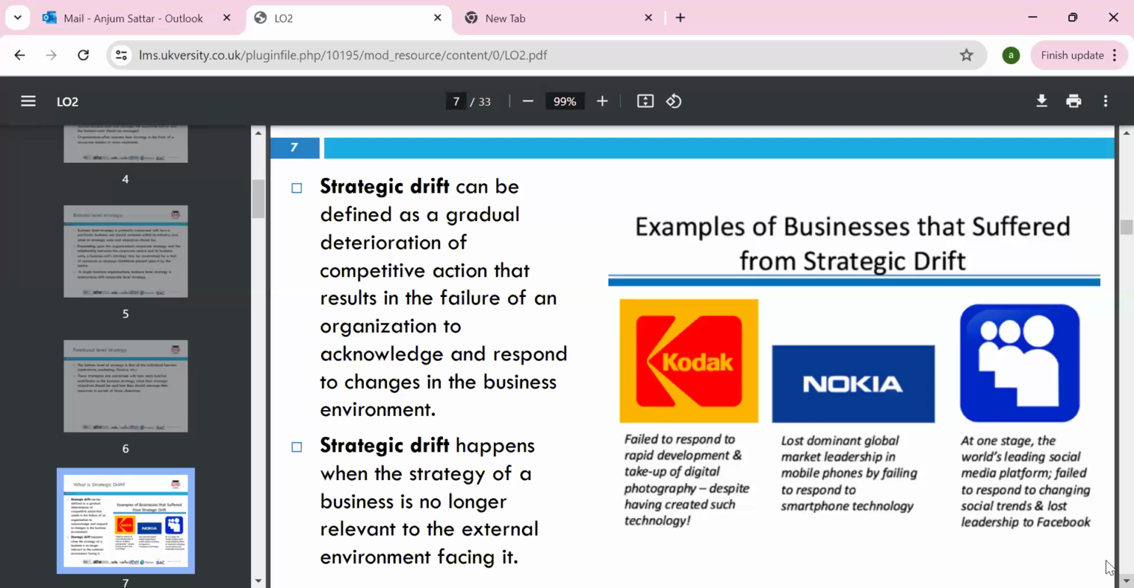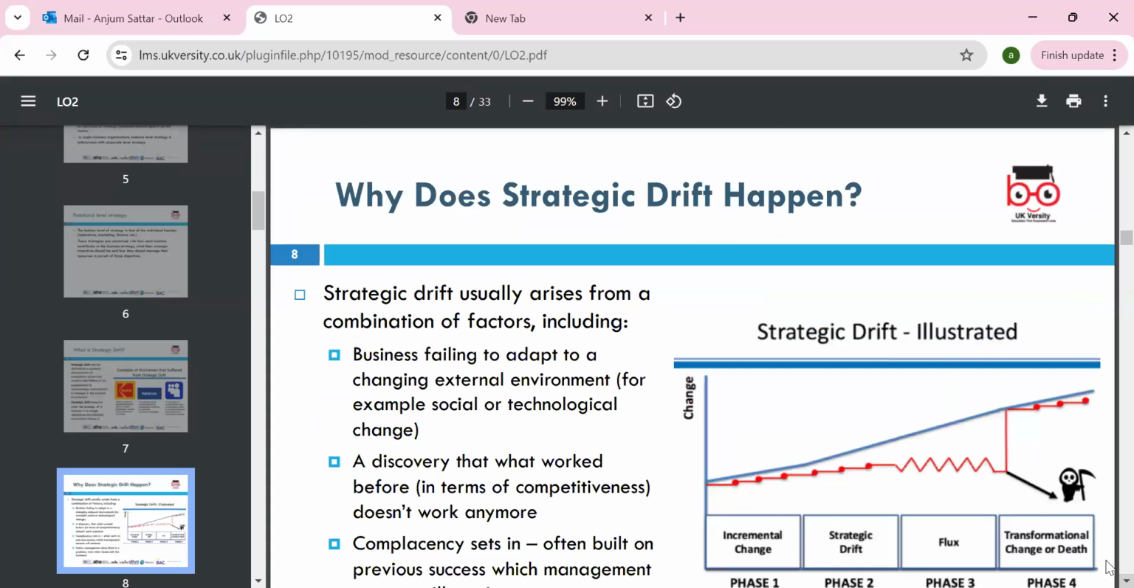Strategic drift happens when the strategy of the business is no longer relevant to the external environment. So Nokia did not change. We can look at one-time world-leading social media platforms that failed to respond to the change in social trends. So it's called strategic drift. Why is strategic drift happening?